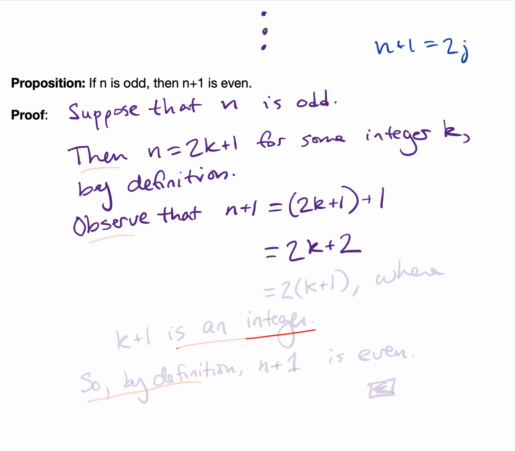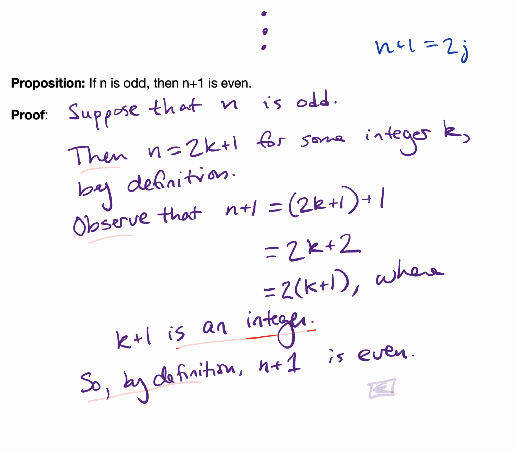What do we know at this point? Well, we could factor a 2 out of that expression, and so this would be equal to 2 times k plus 1, where k plus 1 is an integer. And therefore, we have shown that n plus 1 is in fact even. So, by definition, n plus 1 is even. And we have completed that proof, and there we go.